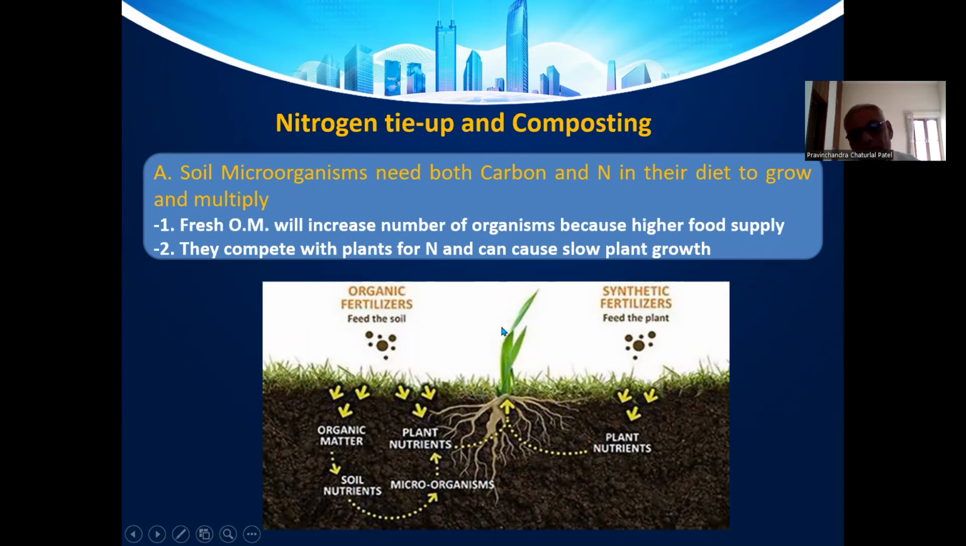So here I suggest to the farmer that please follow integrated nutrient management. You should apply farmyard manure or compost or vermicompost, or if it is not available, you use cake, castor cake or neem cake. Then you use synthetic fertilizer, but only 10 to 25% nitrogen fertilizer is applied along with the organic manure.